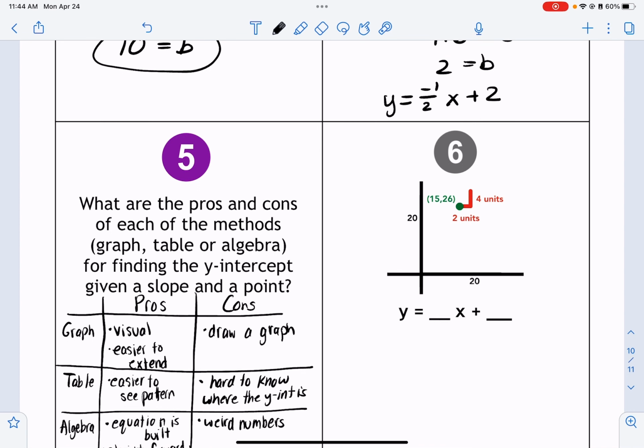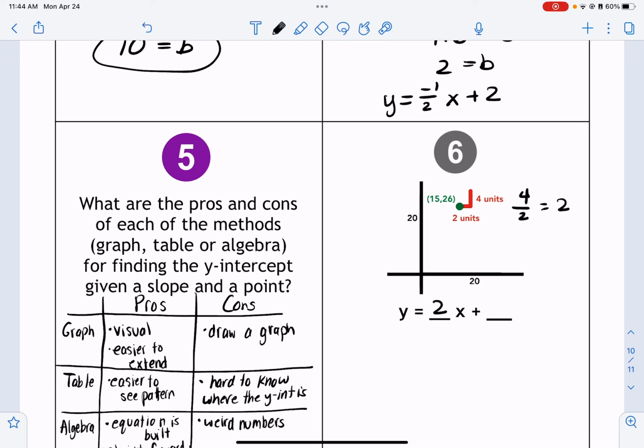Okay, and for this one, make the equation here. So the first thing we can do here immediately is make the slope. The slope is rise over run. We see that the rise is 4, the run is 2. And so 4 over 2 is 2. So the slope is probably the easiest part once we're given the rise and run. But how do we find the y-intercept?